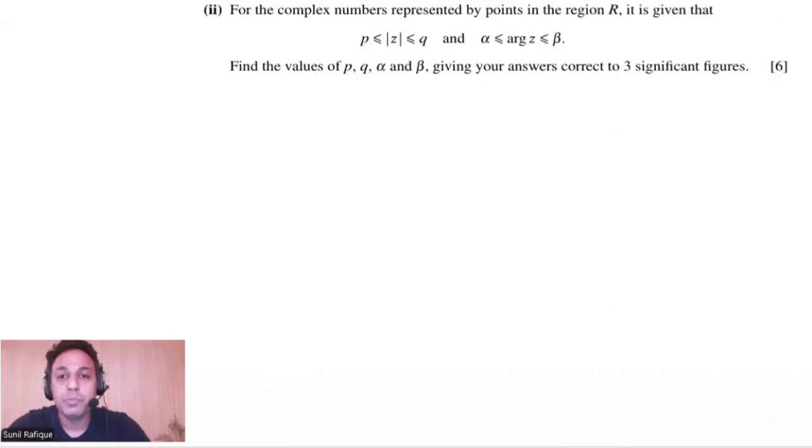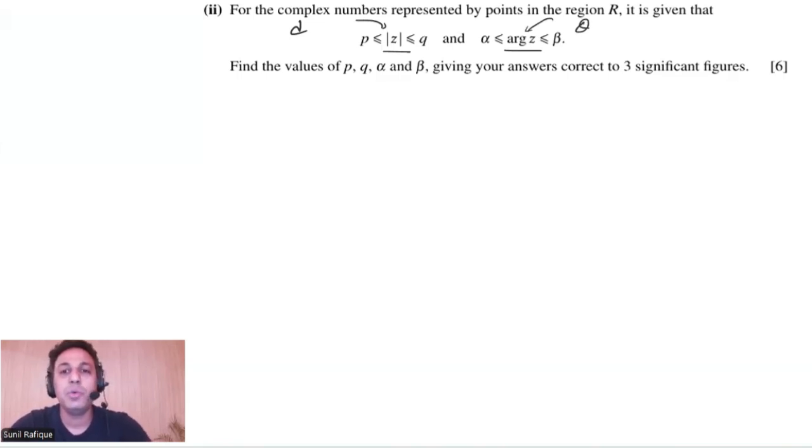So this is part 2. For the complex numbers represented by the points in the region R, it is given that |z| is within p and q and arg z is within alpha and beta. So as mentioned earlier, you can see that this |z| is the distance from the origin, like how far something is from the origin, because no reference point is given, so origin will be taken as a reference point. An argument of z, it's a half line, so no fixed point is given, so it will be the angle from the origin. So remember, this is distance from origin, this is angle from origin. You can take notes on that.